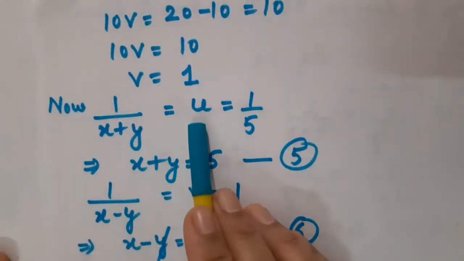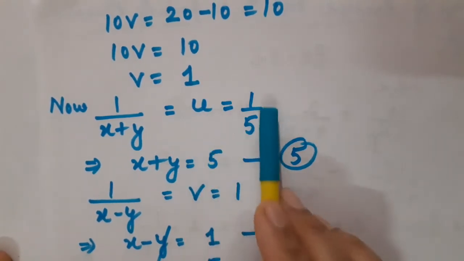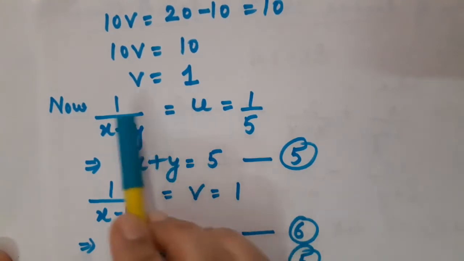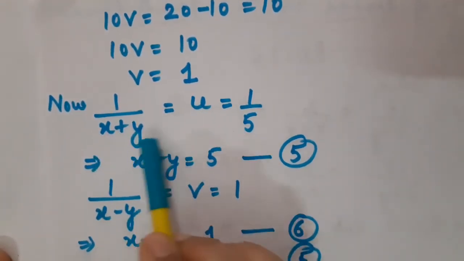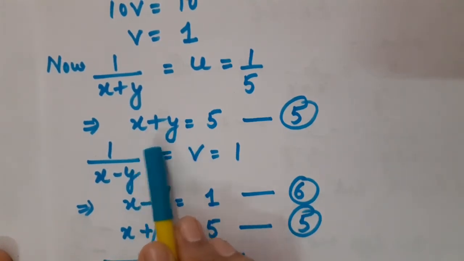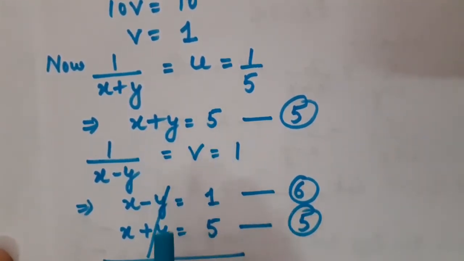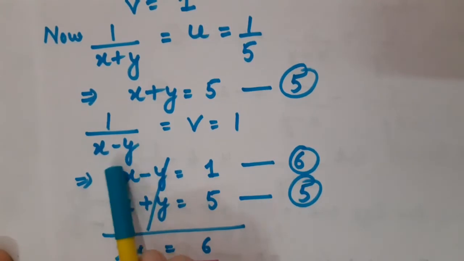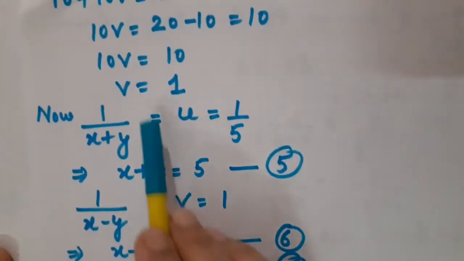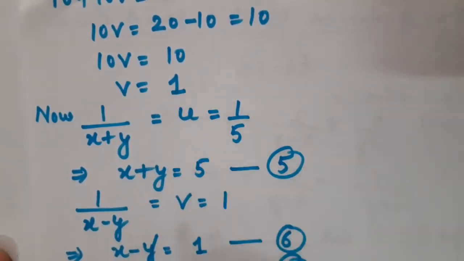Now children, the value of u which we have just calculated, that is 1 upon 5. But what was our assumption? We assumed u as 1 upon x plus y, taking reciprocal. So this is another equation which I have got, that is x plus y is equal to 5. In the same manner, 1 upon x minus y was assumed as v, which is equal to 1. See children, I have just calculated v is equal to 1.